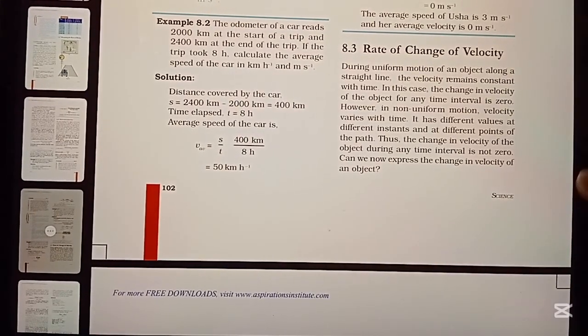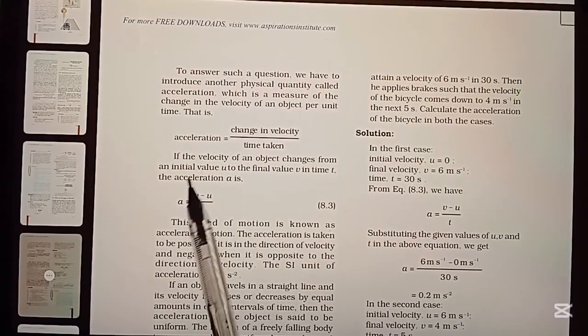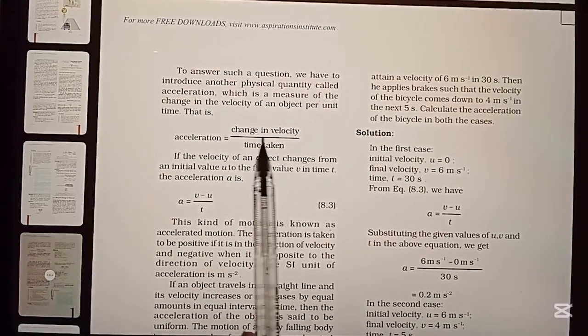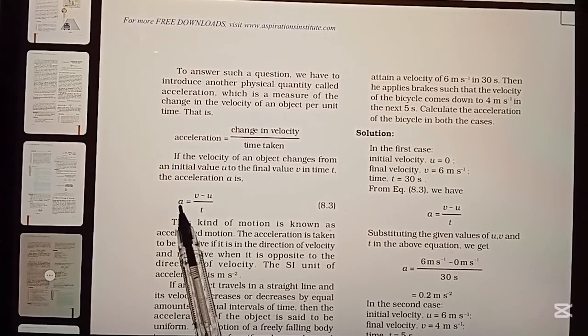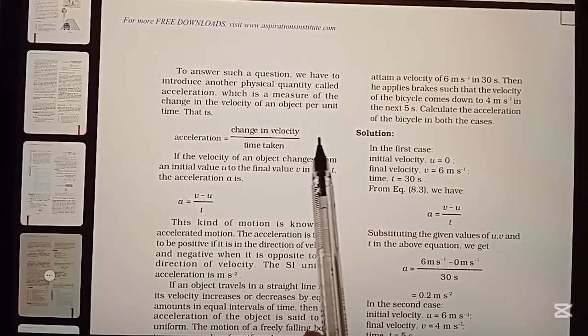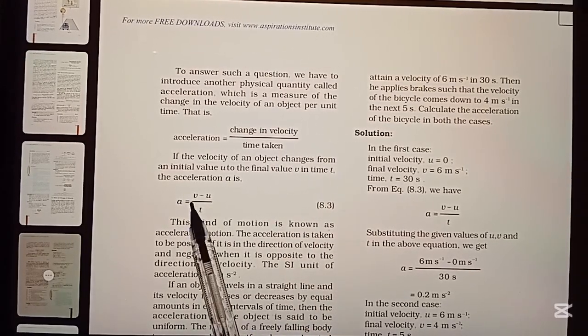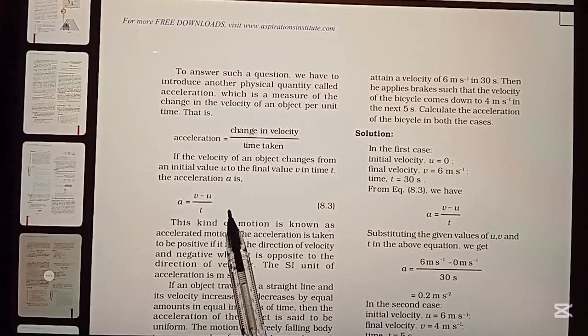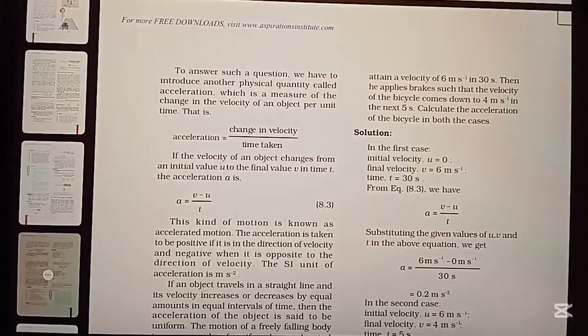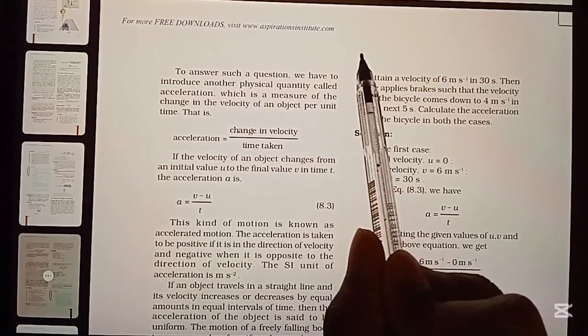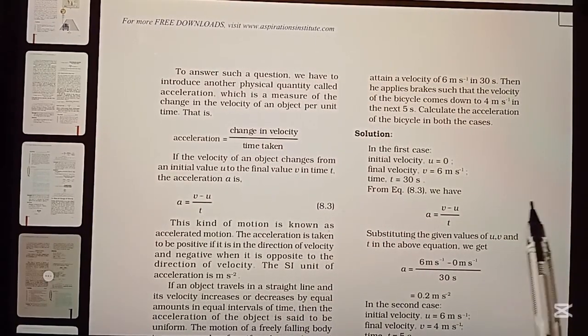The next topic is the rate of change of velocity. The rate of change of velocity is what we call acceleration. So what is acceleration? Acceleration is the change in velocity divided by time, and acceleration is represented as a. Change in velocity is v minus u, that is a is equal to (v minus u) divided by t. So this kind of motion is also called accelerated motion.